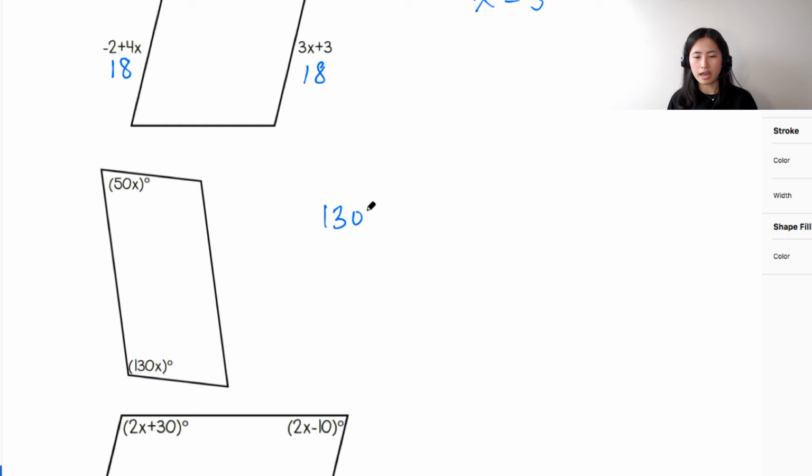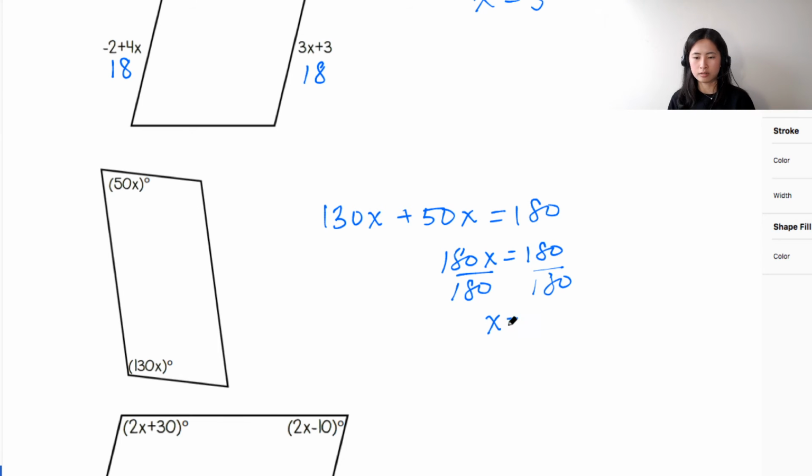So this is 130x plus 50x, that's equal to 180, right? So 130 plus 50, that's equal to 180x. This is equal to 180, dividing both sides by 180, you get x is equal to 1, right? So once you know that x is equal to 1, therefore this has to be 50 degrees, and this has to be 130 degrees. And if you try to add these two, you should get 180, right? Because they're on the same side and they're supplementary.